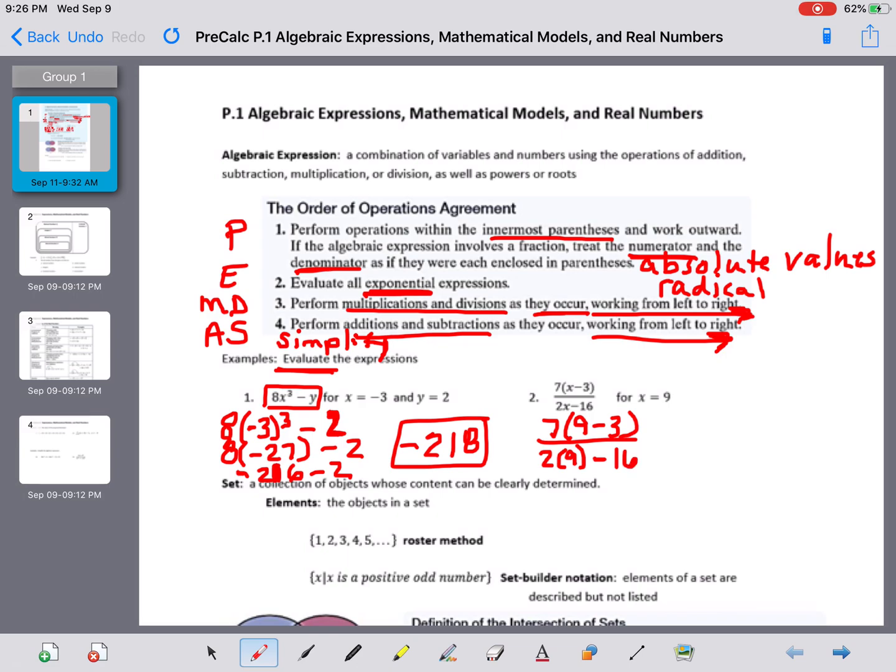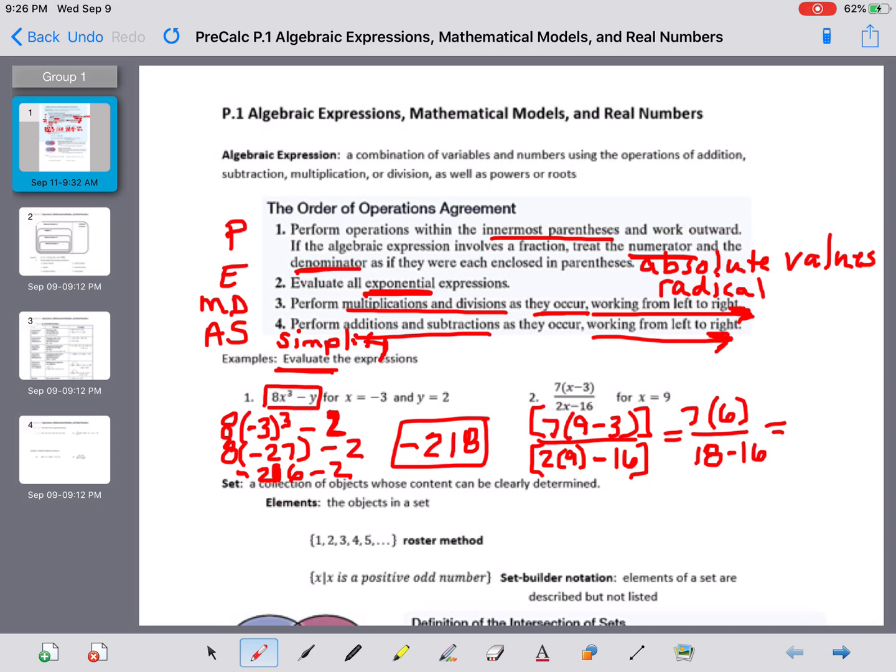Now recall the order now says that my whole numerator is in those invisible parentheses, and I need to simplify it down to one value if possible. My denominator is also in those invisible parentheses that I need to get down to one number as well. So on top, I'm going to start in the innermost parentheses, which is the 9 minus 3. So I get 7 in parentheses 6. And on the bottom, 2 times 9 is 18 minus my 16.